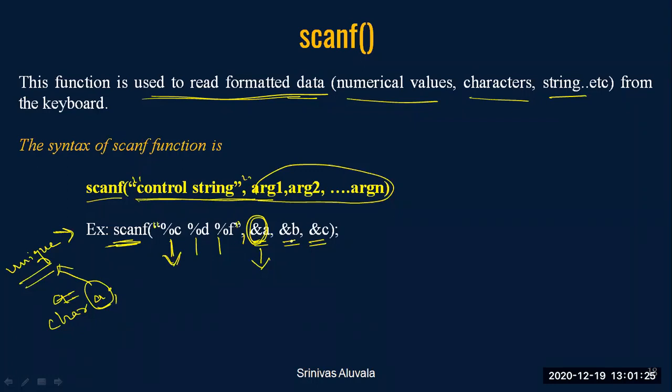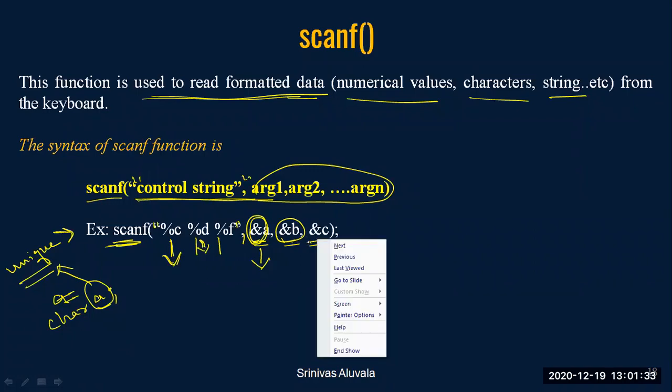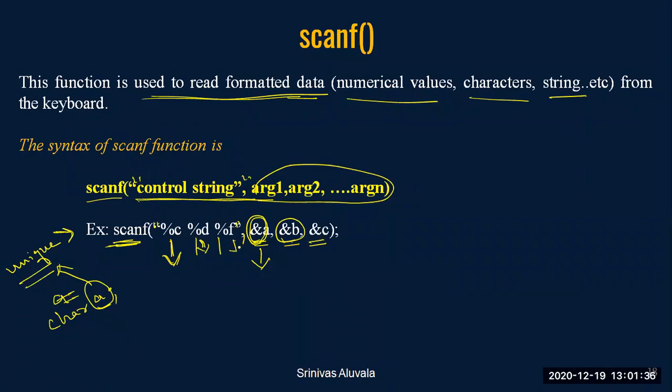When I say ampersand b, take the value of integer data and store it in the address of b. When I say ampersand c, I'm saying my program should take a float value and store it in the address of c. That's what the ampersand means: read the data from the user and store it in the address of c.